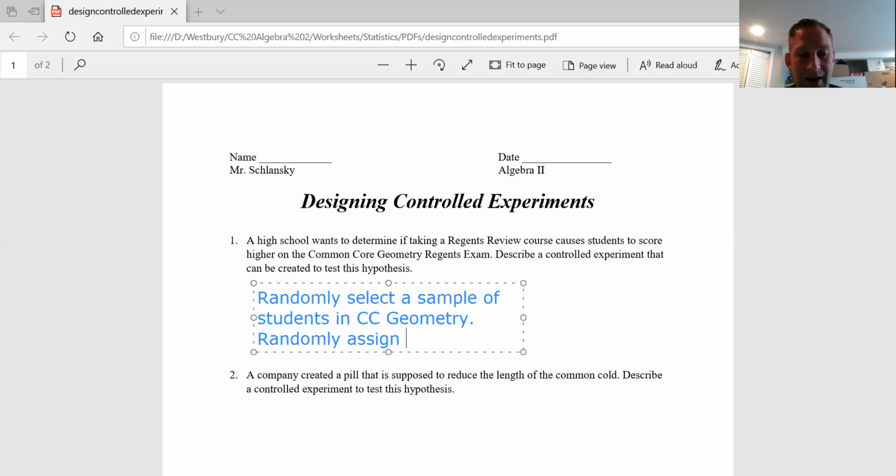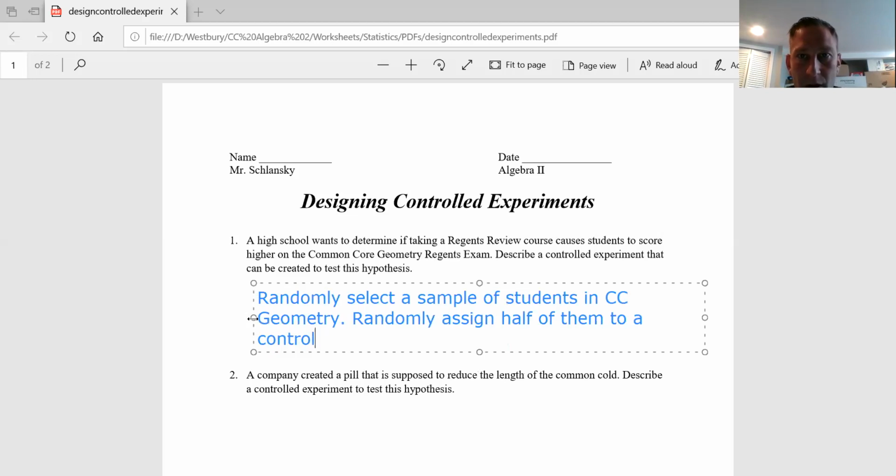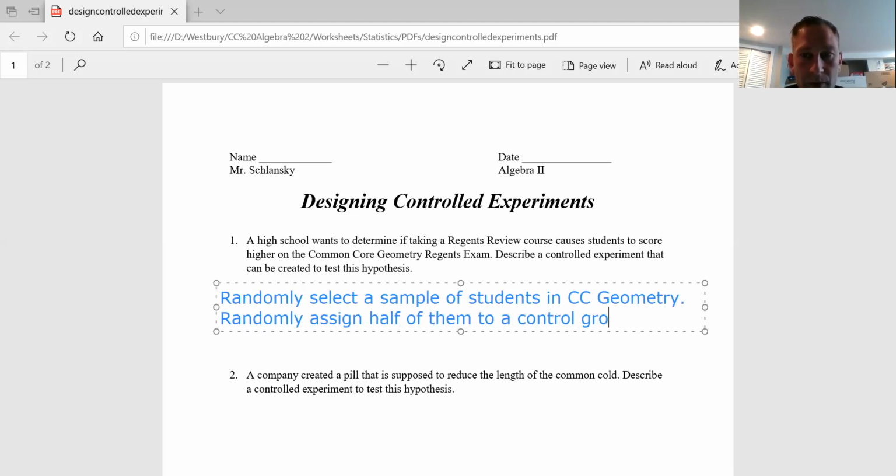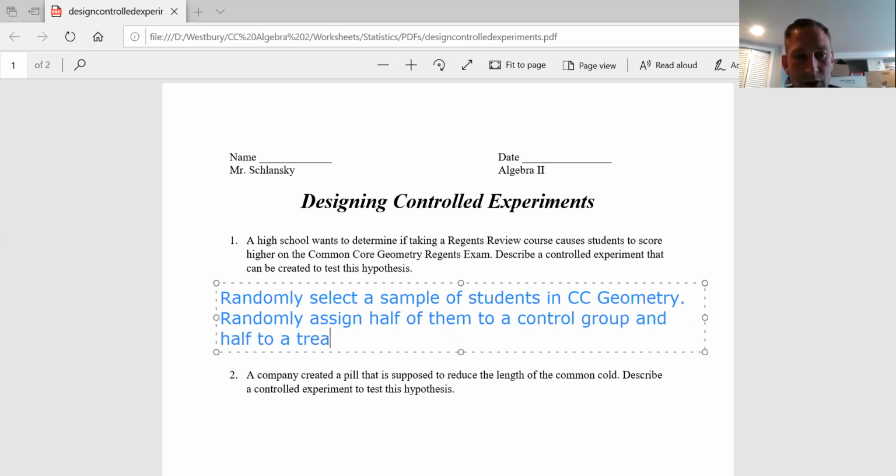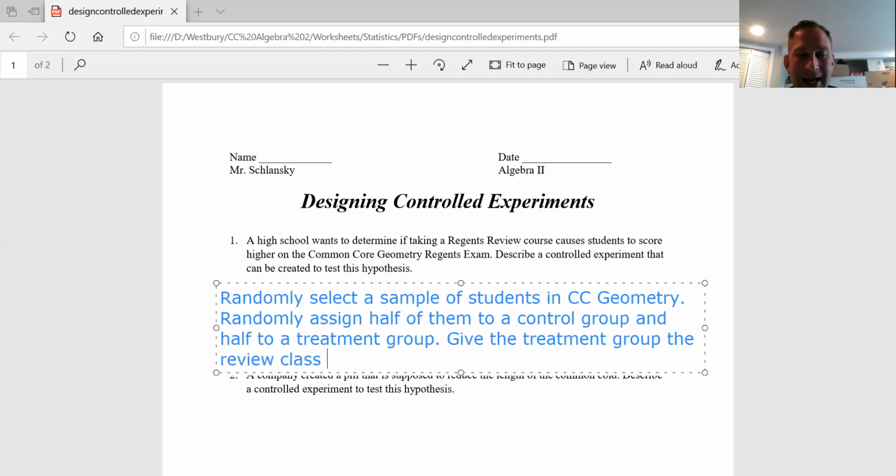Randomly assign half of them to a control group and half to a treatment group. Let's make this bigger. We are going to give the treatment group the review class. Now, in this case, there's really no placebo to give the control group.